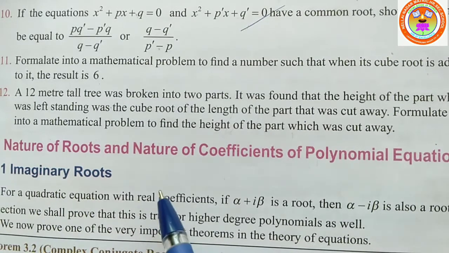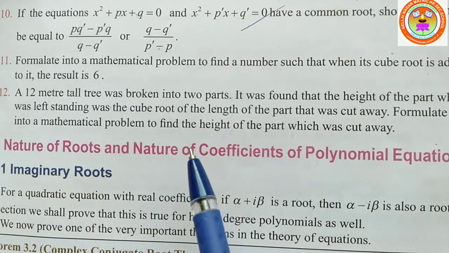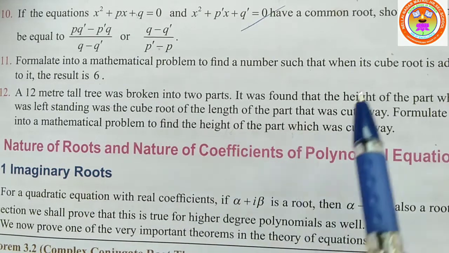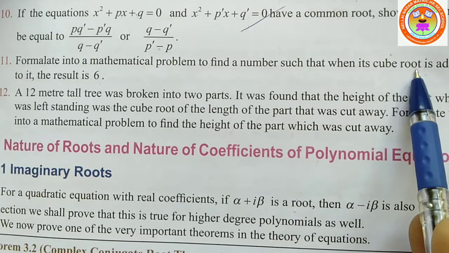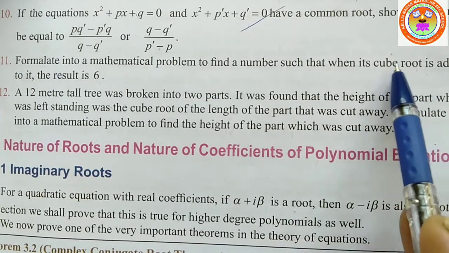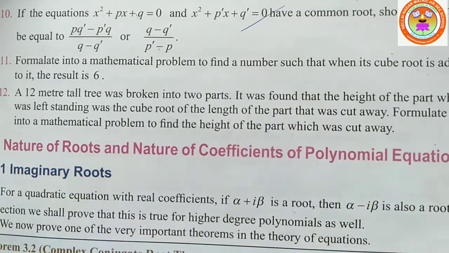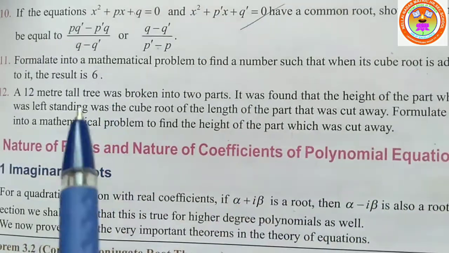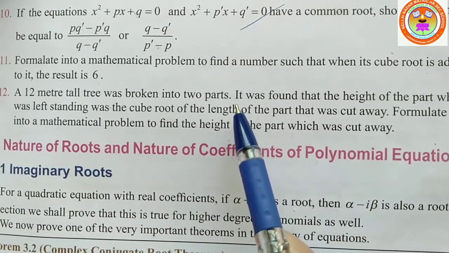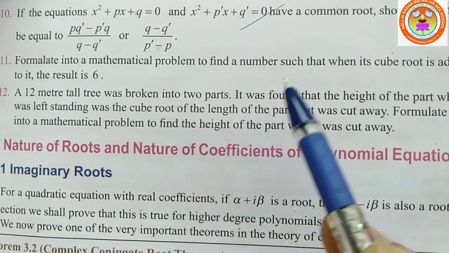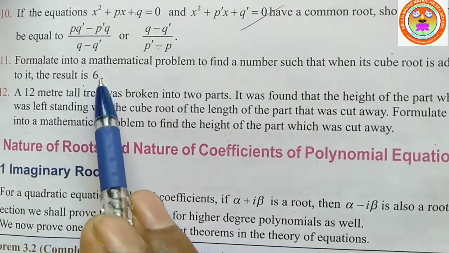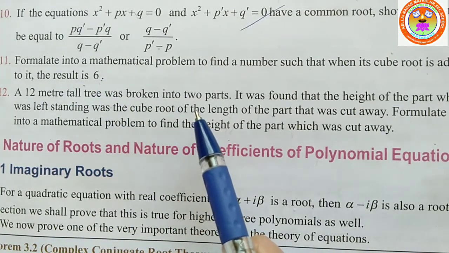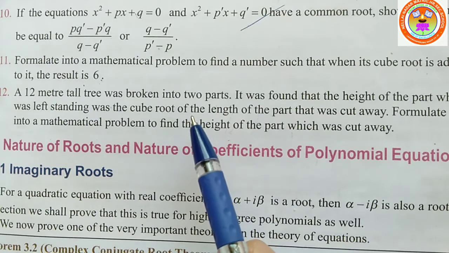Suppose we take x to be the required number. So the cube root of x is added to it. That means cube root of x plus x, it means that number is x, right? So cube root of x plus x, which is equal to 6. So from the relation we have to find one cubic equation. Let's see the answer now.